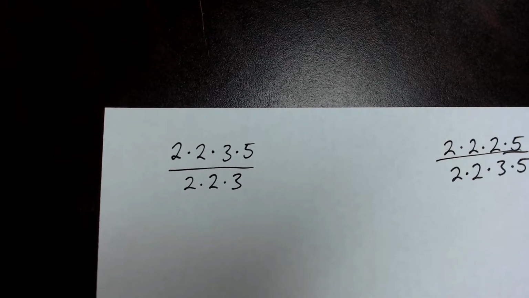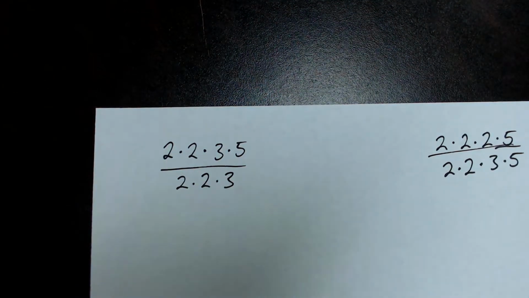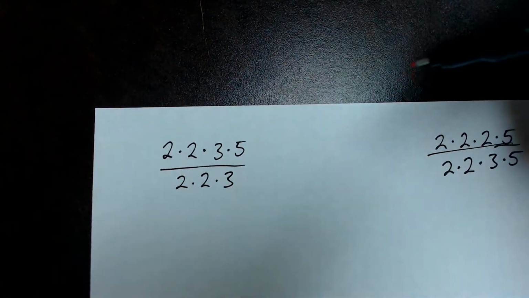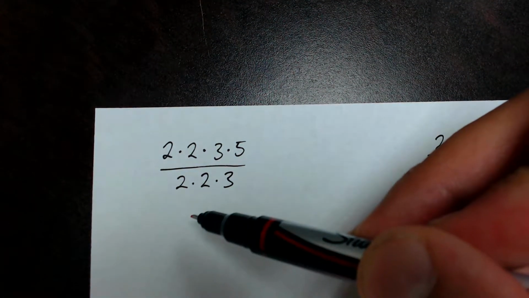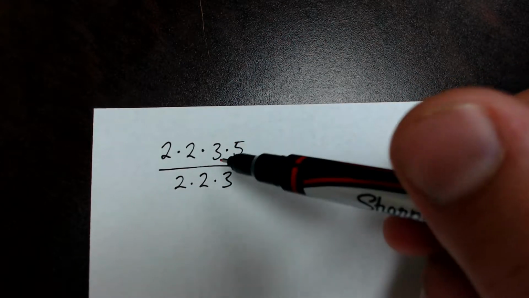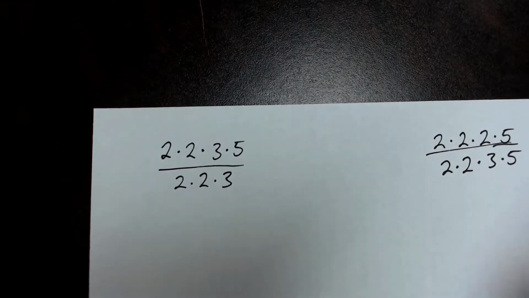So what we can do is what's called canceling. Since this is equal to the number 1, and we know that the number 1 times anything is just going to equal that number, I can cancel out all instances I find of the number 1. Meaning that if I have a 2 on the top and a 2 on the bottom, I can cancel them out. Or if I have a 3 on the top and a 3 on the bottom, I can cancel those out. So that's what I'm going to do.